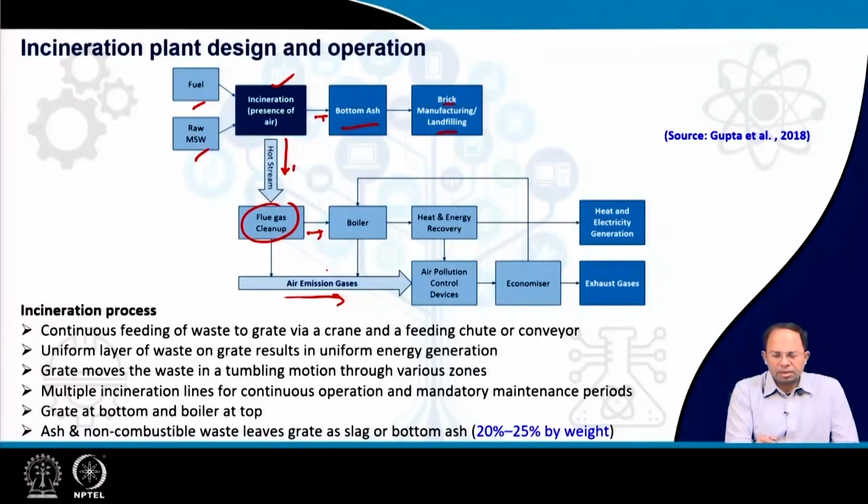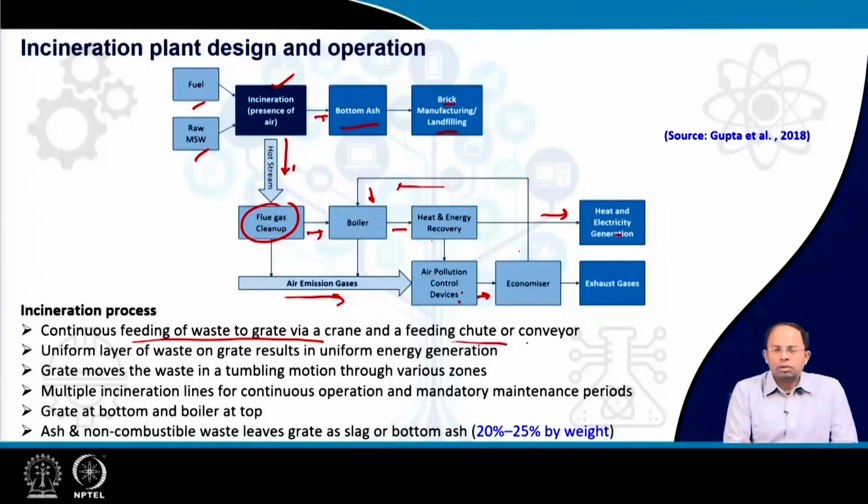Some amount of the remaining gases, after precipitation and cleanup, goes into the air pollution control devices. Then it is cleaned using electrostatic precipitators, and finally this goes into an economizer where some amount of gas is recirculated back into the boiler. This is known as secondary or tertiary air, and I will come to that. And this heat and energy recovery happens at the boiler because we are generating steam, and eventually that could be used for electricity generation.